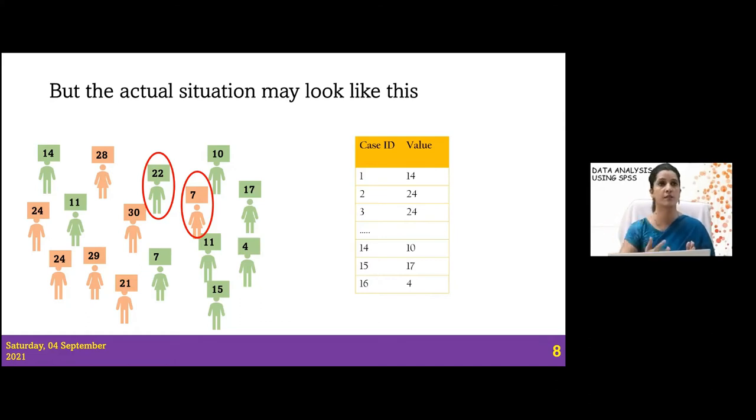Now think of this person with a value of 22. If you go by the test value, then I will label that person as a disease positive. This is a test positive. So ideally, this situation will be a false positive. Why? The test is saying that the person is suffering from that disease X. But in the real situation, he is not having the disease. Rather, he is healthy. So the actual situation may look like this.